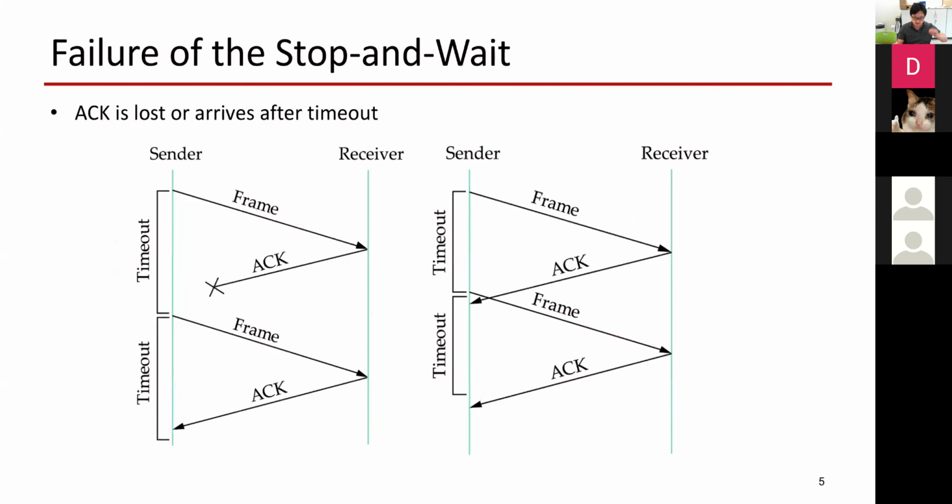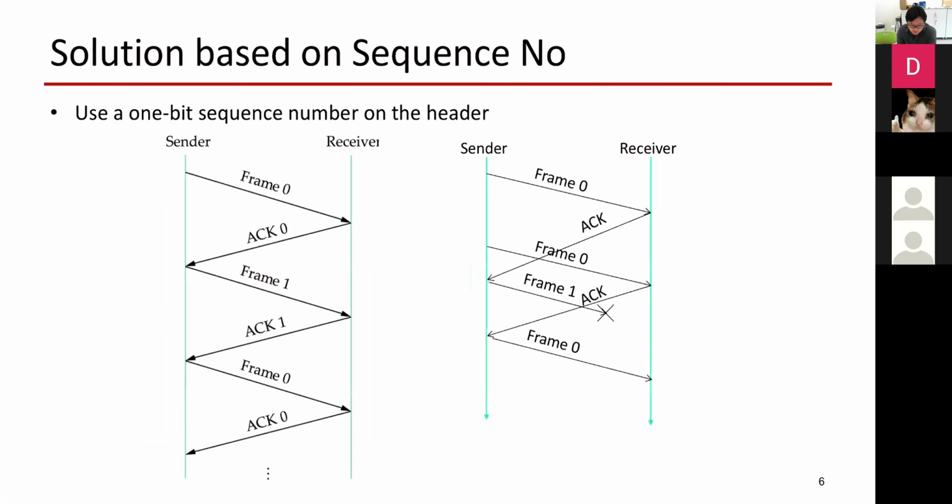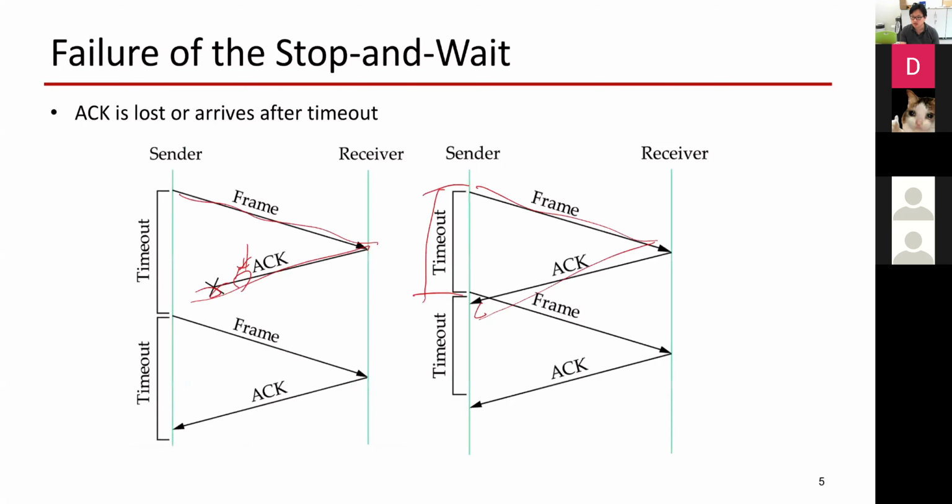Okay, failure of stop and wait has two possible cases. Either the frame is lost, so the receiver sent something but it was not properly delivered in the middle, or your timeout threshold is so tight that the ACK passed your timeout. So, a solution based on the sequence number. How can you solve this problem? Let's talk about how you can solve this problem.